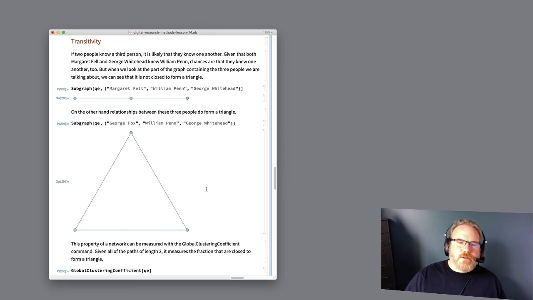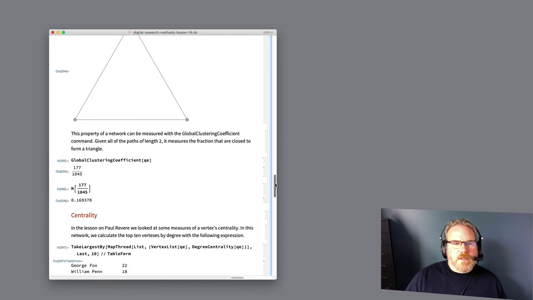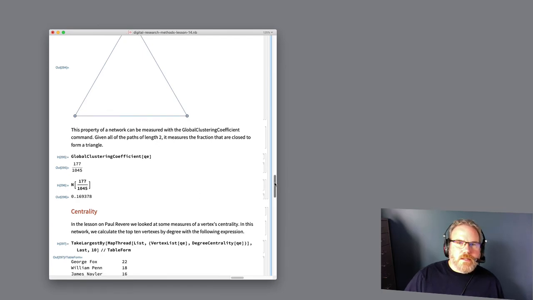And we can measure this property of the network with what's called the global clustering coefficient. And once again, that gives us a number that we can use to compare this network with comparable networks, or that we can look at, say, over time. Does this increase or decrease over time? What does that tell us about the social relationships in this particular group?